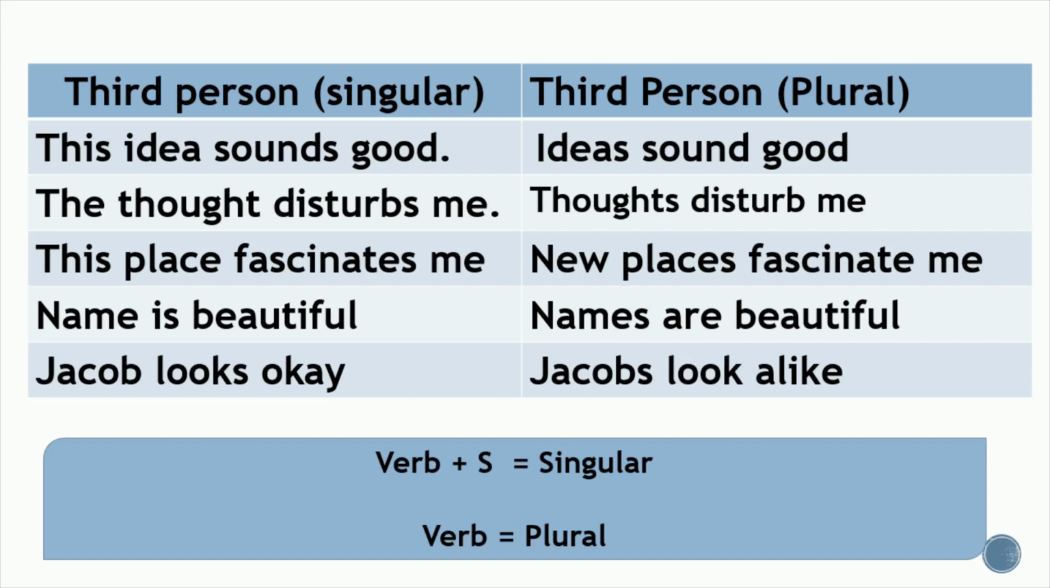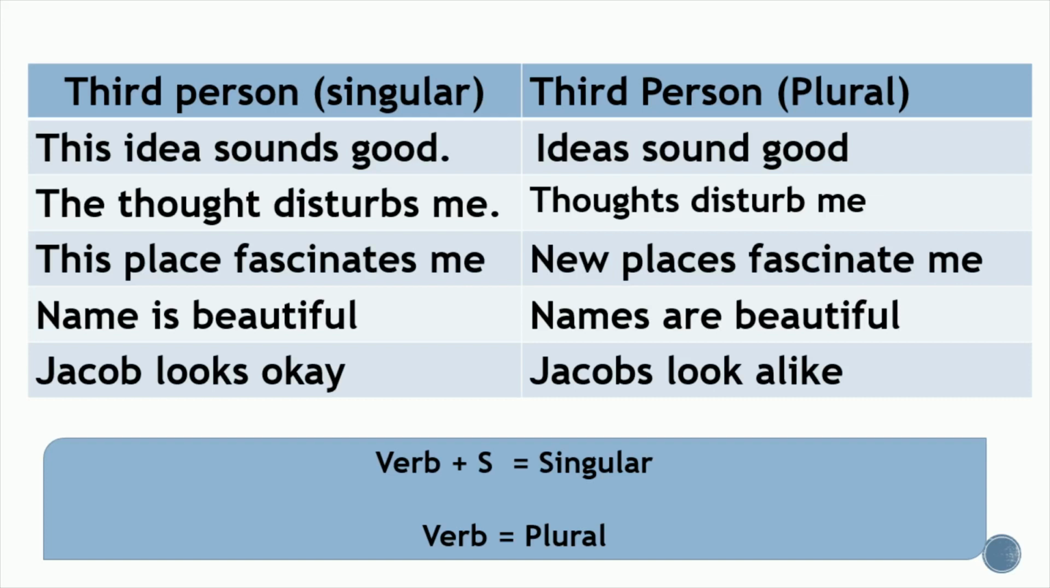Jacob looks okay. One Jacob. So singular subject and verb plus S. Now in the same sentence in the second column, we are talking about many Jacobs. Jacobs look alike. Jacobs and the verb look agree with each other. So the sentence is right.